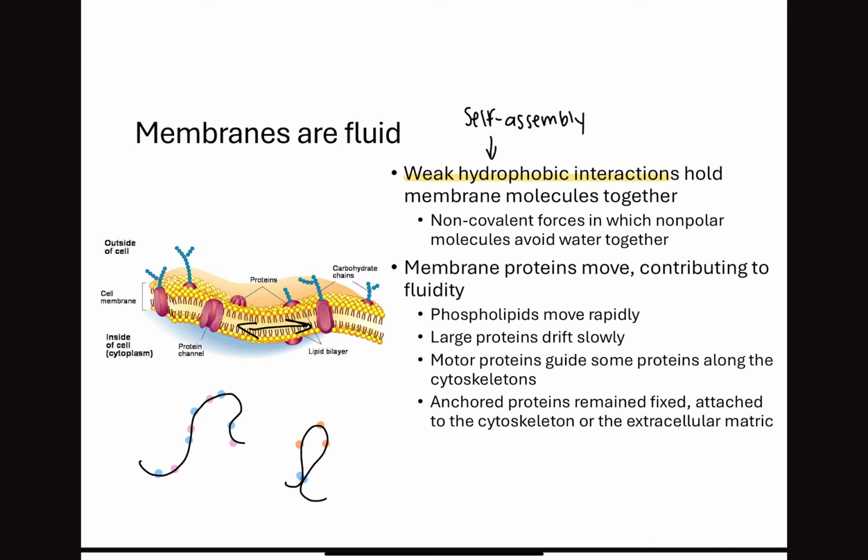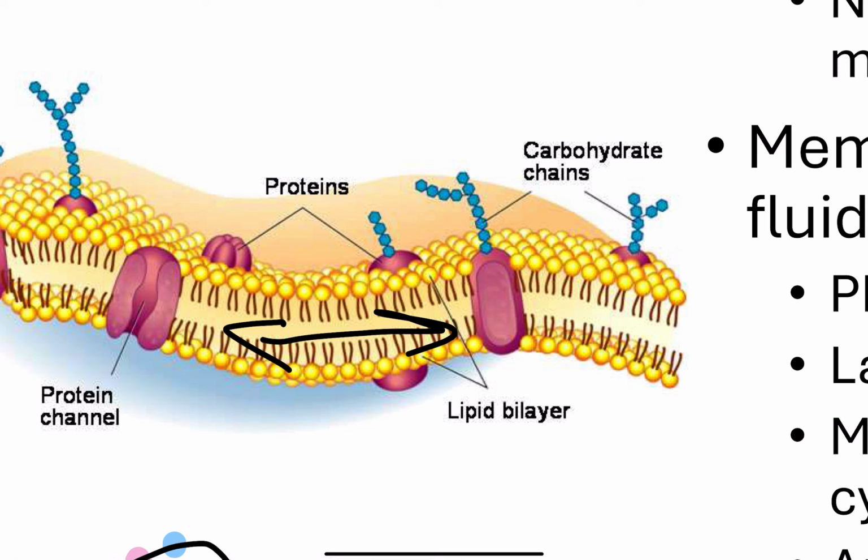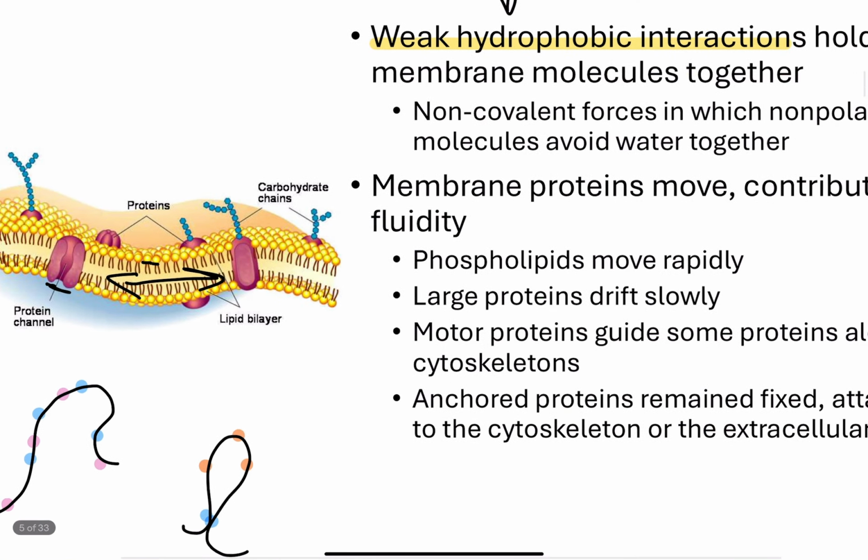So our adjacent phospholipids, like this one and this one, are able to switch spots, and they do this about 10 to the 7th power times per second. Those lateral movements are really fast. But then we have large proteins like these, and they can also move within that phospholipid bilayer, but they're going to move more slowly.